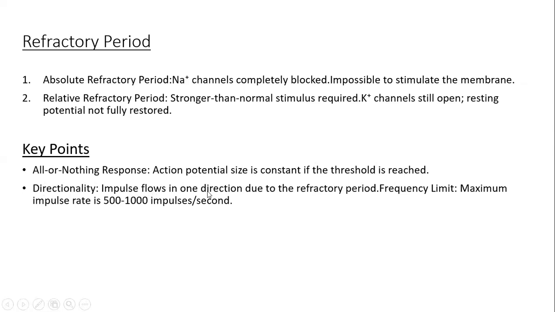Directionality: impulses flow in one direction, and that is due to the relative refractory period, right? Frequency limit: the maximum impulse rate is 500 to 1000 impulses per second. So this relative refractory period is important as it does not let the impulses overlap, and it also maintains the unidirectionality. So, understood about this refractory period?